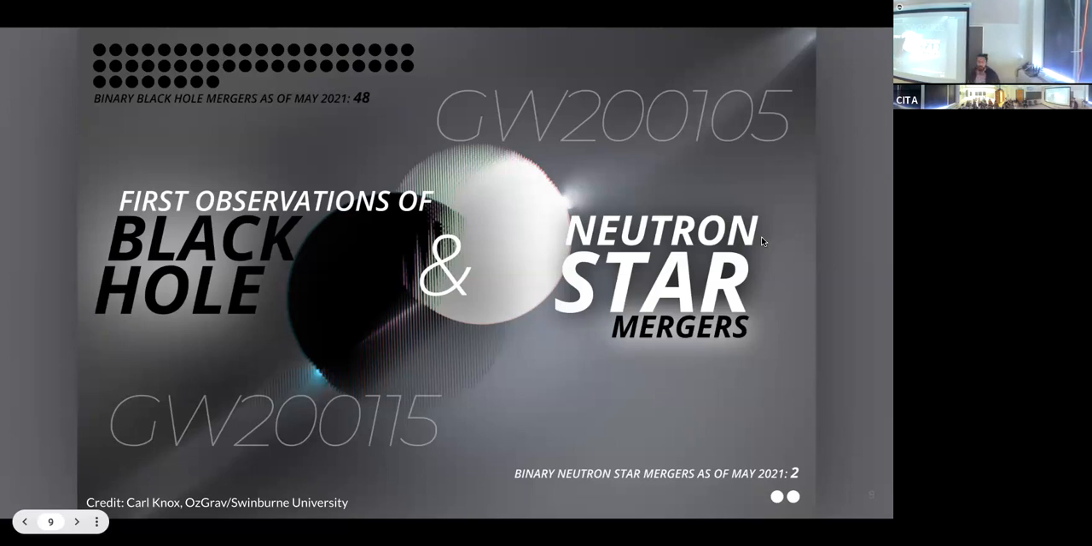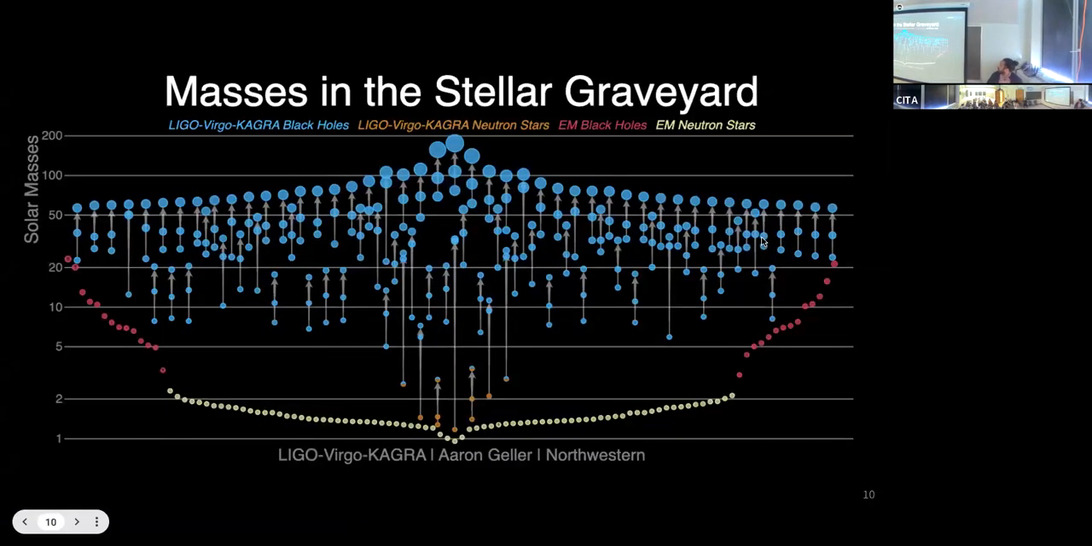So we've kind of filled out the trifecta of these different sources. And putting this all together, there's a really nice illustration from Aaron Geller at Northwestern showing all of the gravitational wave sources that we've detected and overlaid with other black holes and neutron stars we've detected through other means. So up here in blue, you can see individual black hole masses that merged and then what their final mass was. And then down here in orange, we've got the neutron stars.